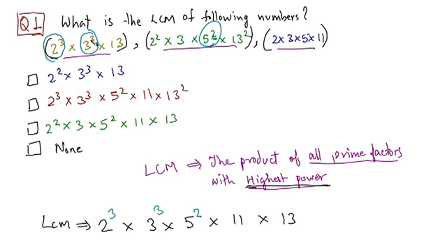The highest power of 11 is 1 because there's only one 11 here. So 11 raised to 1 multiplied by 13. So the highest power of 13 amongst these numbers is 13 square. So we have 13 raised to 2. So this is our answer. This is the LCM of these three numbers, and hence the right answer is option B.